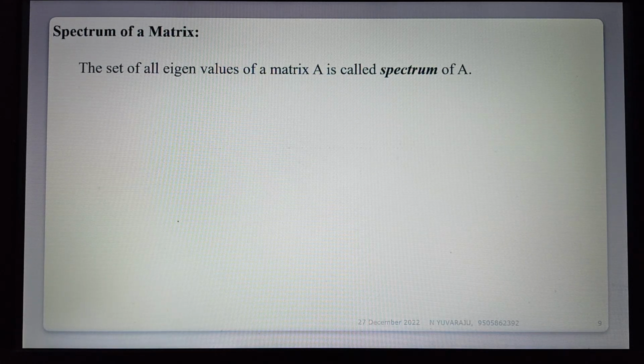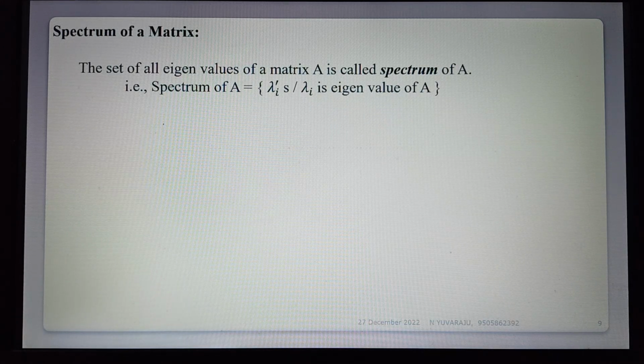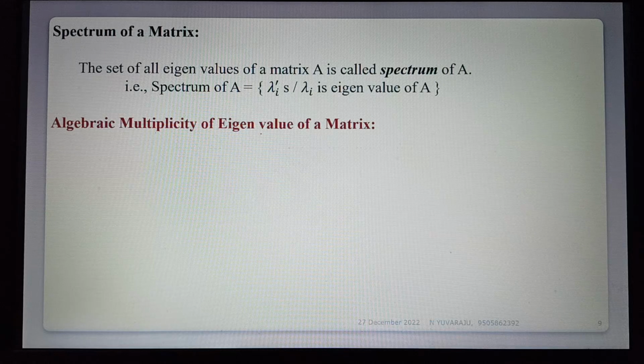So next one, the spectrum of a matrix. The set of all eigenvalues of a matrix is called the spectrum of A. Once we find the eigenvalues, the set of all of them is called the spectrum. So the spectrum of A is the set of lambda such that lambda is an eigenvalue of A. Next definition, the algebraic multiplicity of an eigenvalue of a matrix.